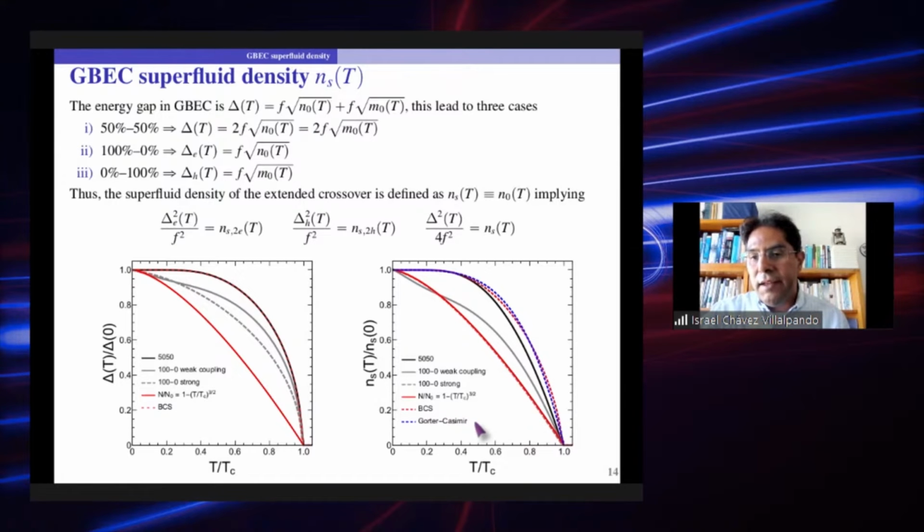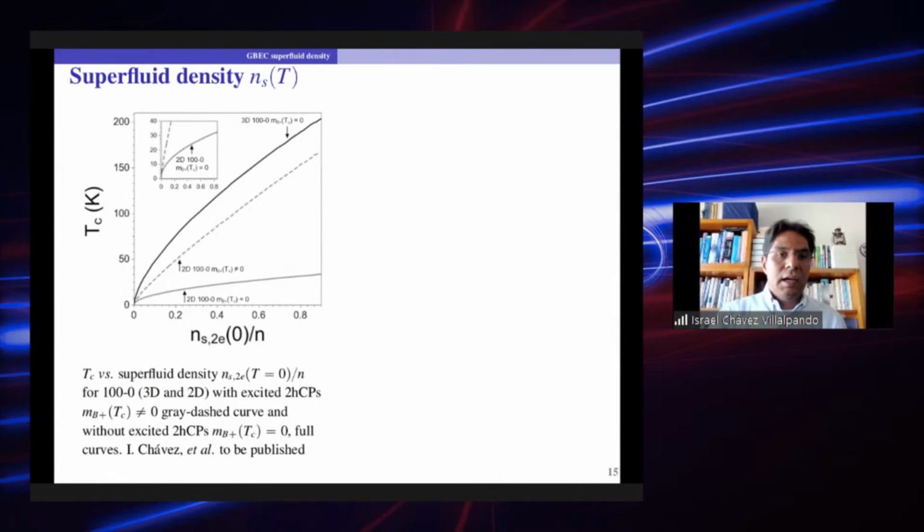But what happens now with the superfluid density defined in this way? This is the superfluid density. So we plot again the 50-50 proportion, the black curve, and we take the two electron Cooper pairs case in the weak coupling and the strong coupling. It is compared with BCS and the Gorter-Casimir two-fluid model, and the superfluid density is below this case. And this will be key because we will use this plot to compare with some cuprate superconductors.